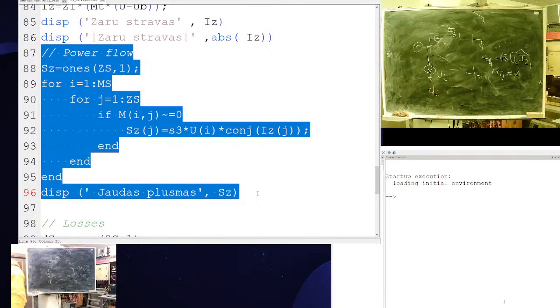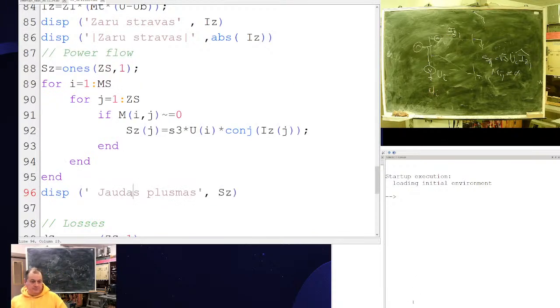So I need to go through all nodes and all branches and at connection points calculate power flowing by particular line. So jaudas plūsma, maybe, what I will do, I will save this. Today we have 15.